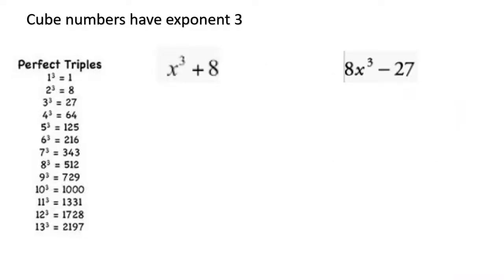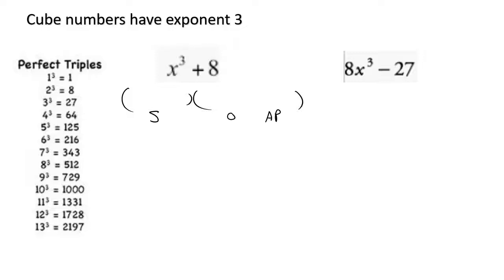Now, cube numbers have an exponent of 3. It's like a triple of that number. For instance, if you take 3 to the third power and you multiply 3 3's together, you get 27. Now when you have a cube, it will always be a binomial. And you can set this up as a short parentheses and a long parentheses, remembering the word SOAP.